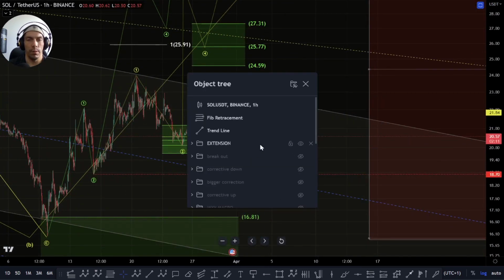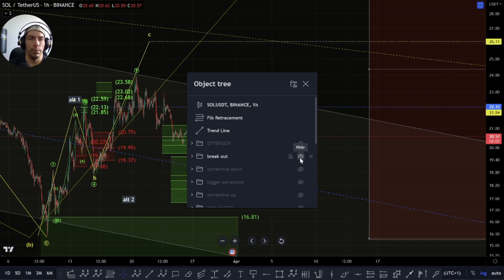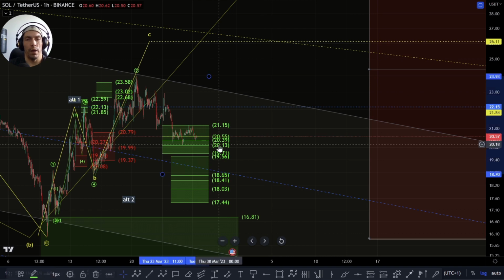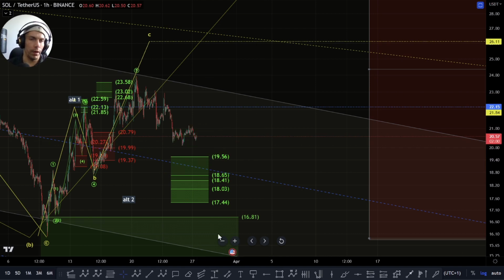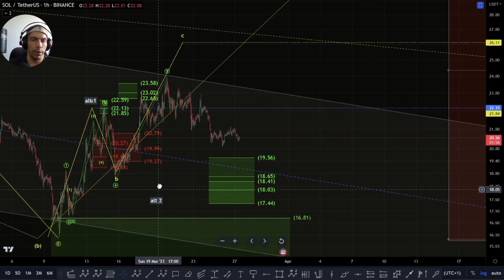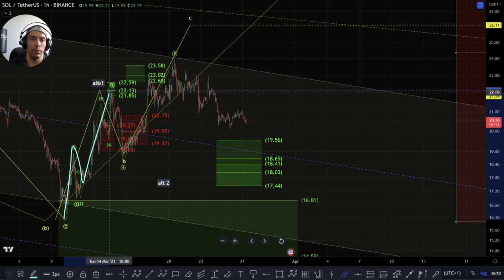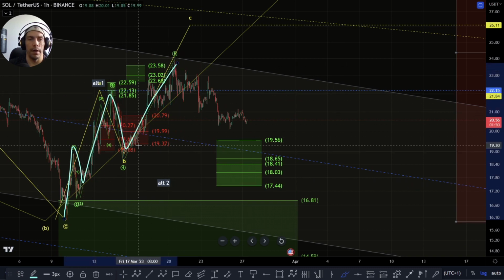Okay, so now we're going to talk about what else could be going on here, because there is still potential that we could see this play out in a slightly different way. So what I'm looking out for within this is basically the potential. We talked about this in the previous video, that we could actually see this as a diagonal, as a 1, 2, 3, 4, and then a 5 to the upside.